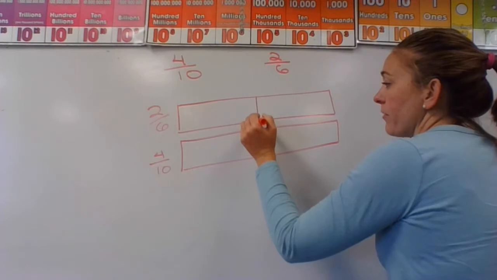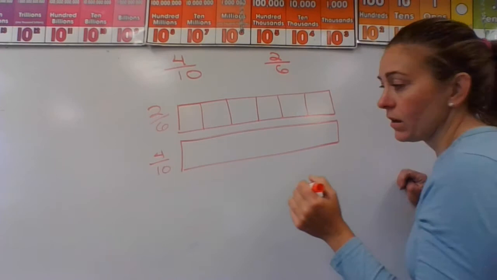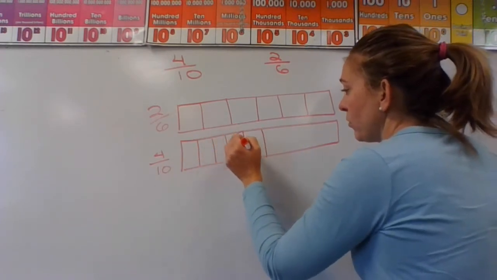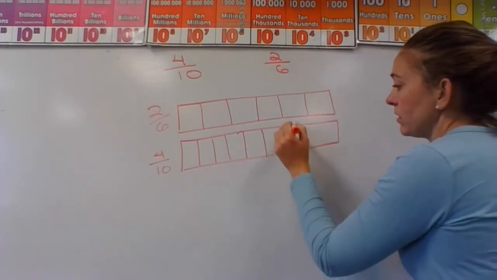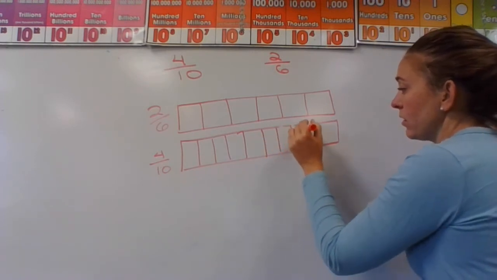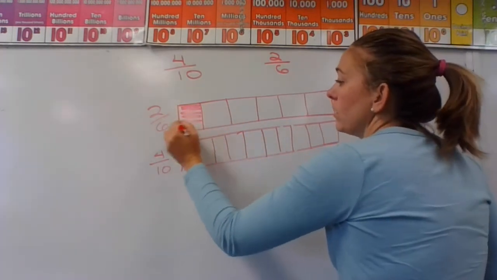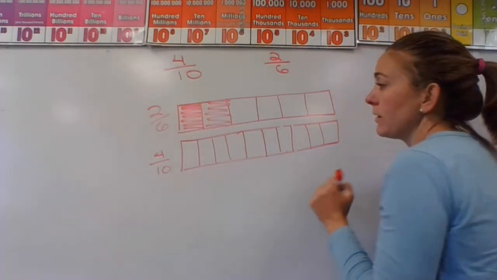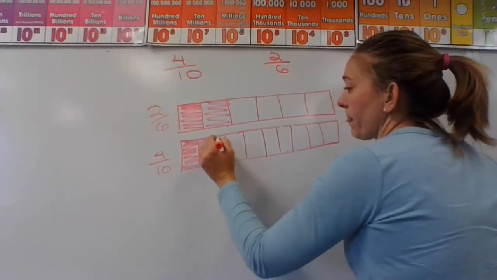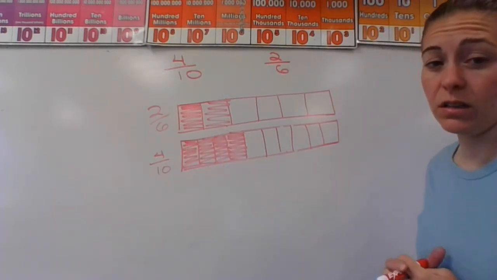Let's see, so 6. So here's halfway. 1, 2, 3, 4, 5, 6. And 10ths, here's halfway. So 1, 2, 3, 4, 5. And 1, 2, oh, that's not quite even. 1, 2, 3, 4, 5. Okay, so I'm going to shade in 2/6 over here. 1, 2, and then 4/10 over here. 1, 2, 3, 4.